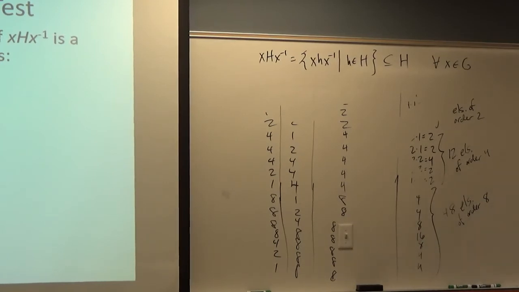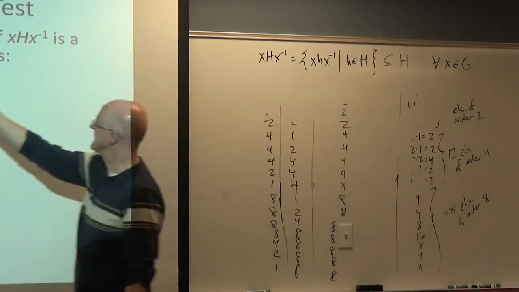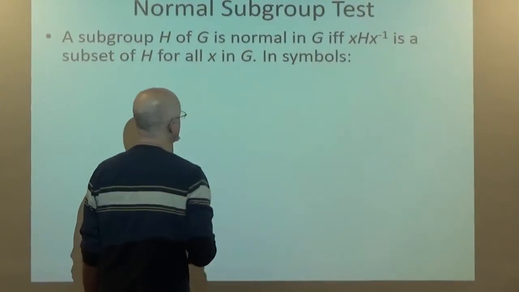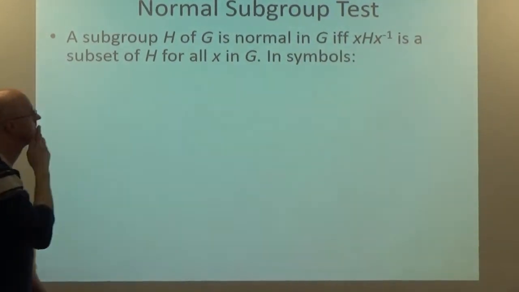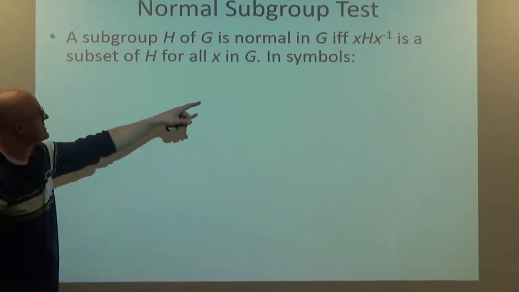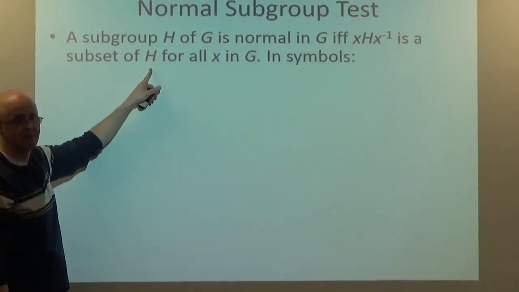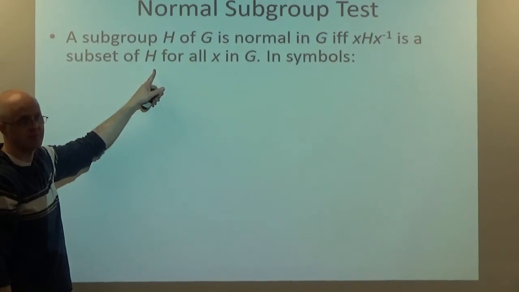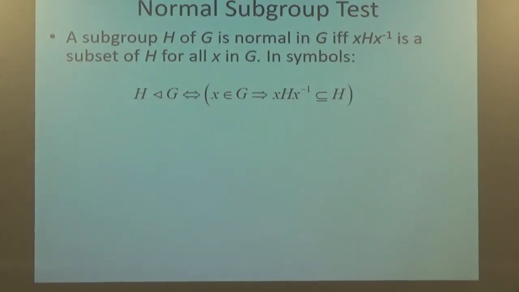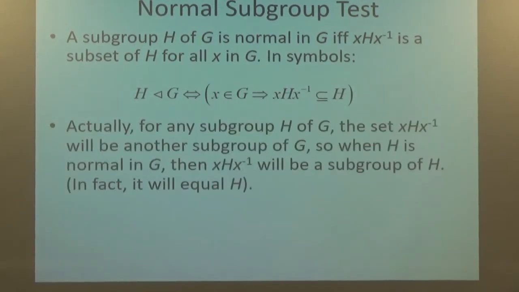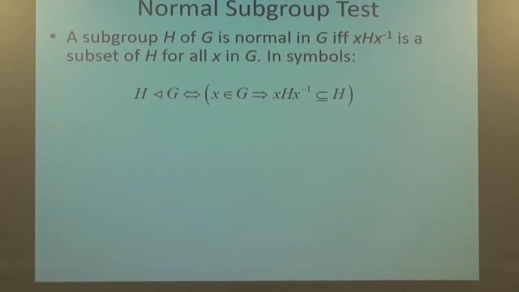So if this is a subset of that, then H will be normal in G, and conversely, if H is normal in G, then this will be a subset of that. And that also means if xHx inverse is not a subset of H, then H will not be normal in G as well. Here's a way you can write it in symbols. Being normal is special. We're going to see it's extra special in lecture 2. It's the main reason why it's special, I should say.